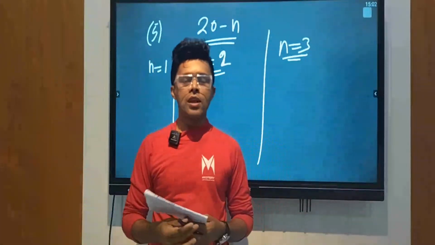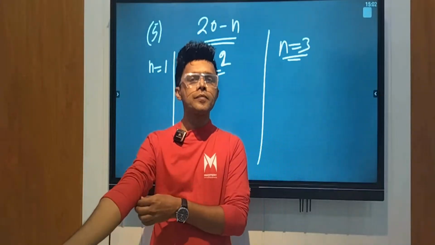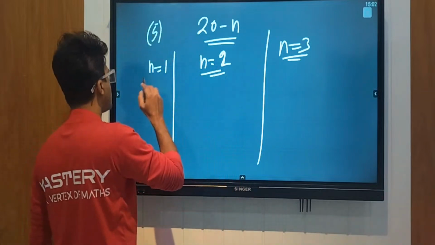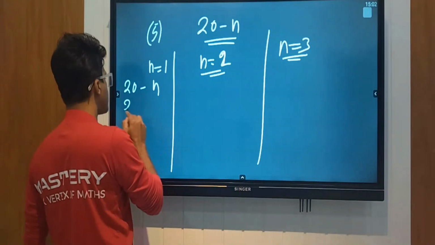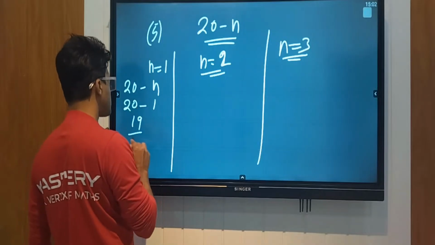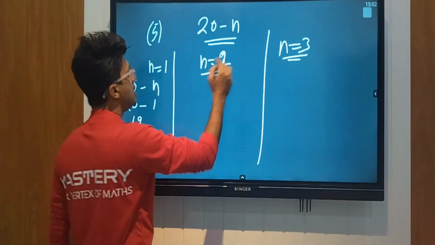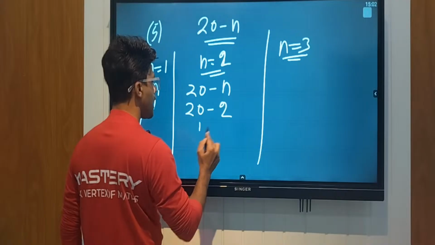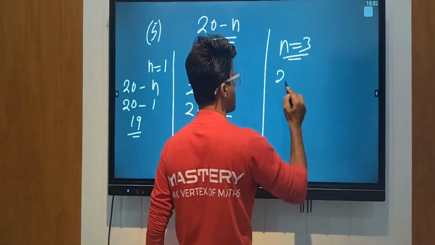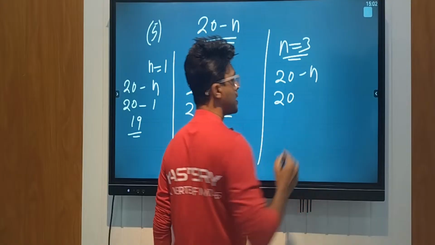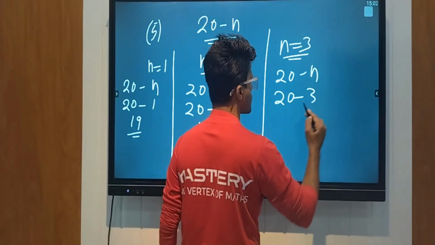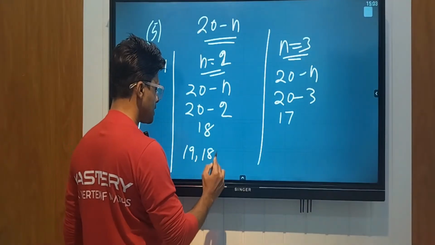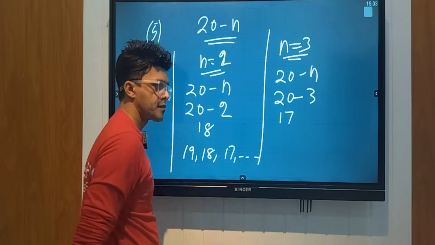Okay, let's calculate the first three terms according to this general term. When n equals 1, 20 minus 1 is 19. Here n equals 2, 20 minus 2 is 18. Next one, you could substitute n equals 3 here, 20 minus 3 is 17. So the first three terms of this number pattern are 19, 18 and 17.